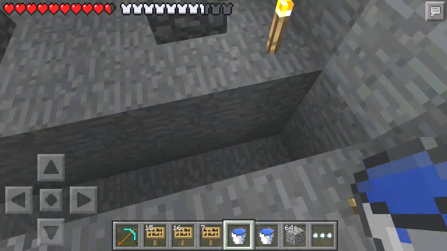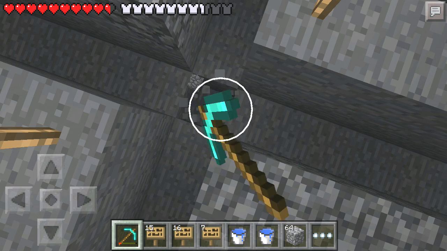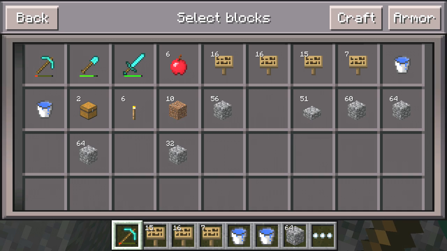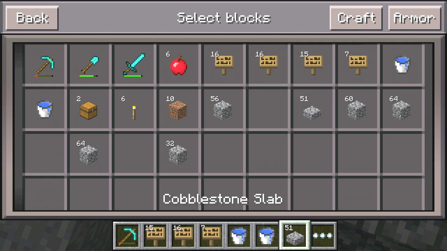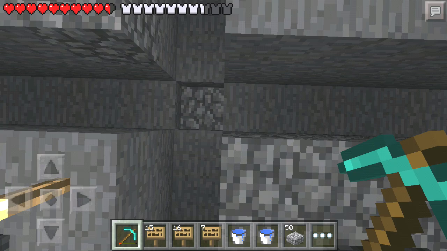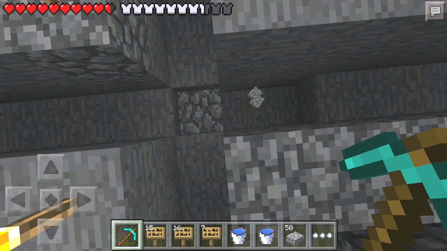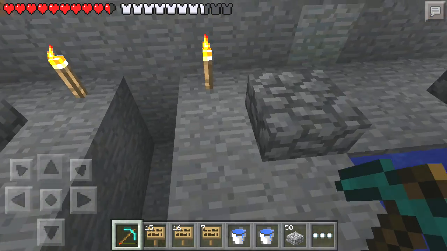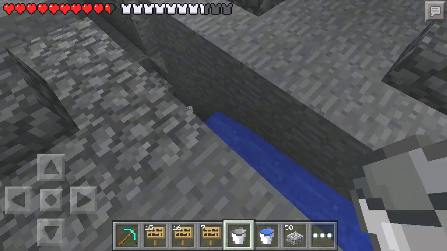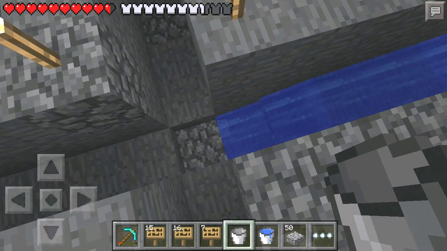So I'm just going to get rid of our water source there. And I'm going to start here by digging down one block and placing a half slab into that space. And then I'm also going to dig back 2 blocks in this direction where the water is coming from. So if we now replace that water source, water flows and it will stop at that half slab.